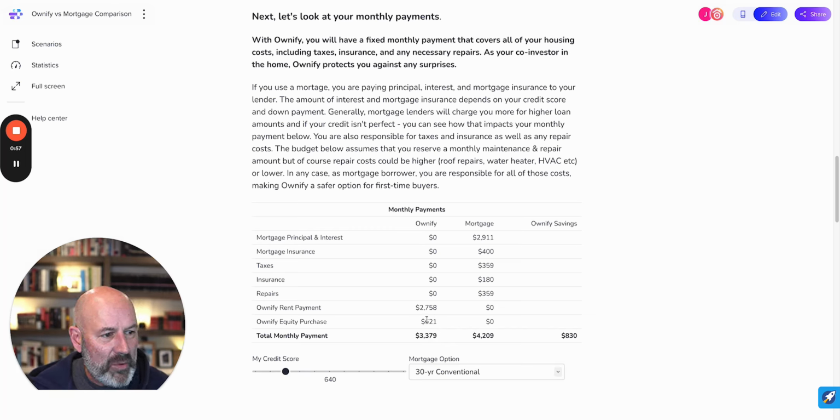We're showing you two numbers here. That's the average over those 5 years. So in year one, your rent payment will be a little higher, your equity purchase a little lower. In year 5, that rent payment has come down, your equity purchase has gone up a little bit. What's important to understand, your total payment is always the same over that 5-year horizon. Now, you don't have to worry about all the other things here. However, we did outline them so that as you compare Ownify versus a mortgage, you're really looking at an apples to apples comparison.